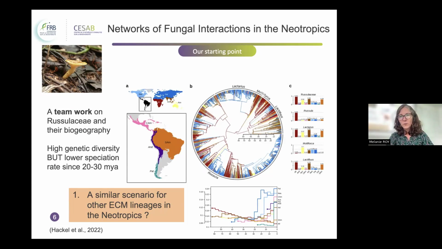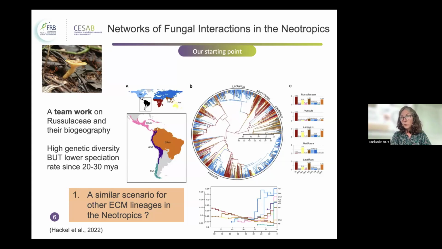So when we track here the neotropical lineages in this phylogeny, they are in red. We see that there are several occurrences of lineages belonging to the neotropics. But we observe that there is not a major diversification, except in the Antilles, perhaps. But the most important thing is that we discovered by dating this phylogeny that we had a decrease of the speciation rate from 20 to 30 million years ago for the Russulaceae only in the neotropics. In all the temperate boreal regions, it was on the contrary a big diversification from this stage.